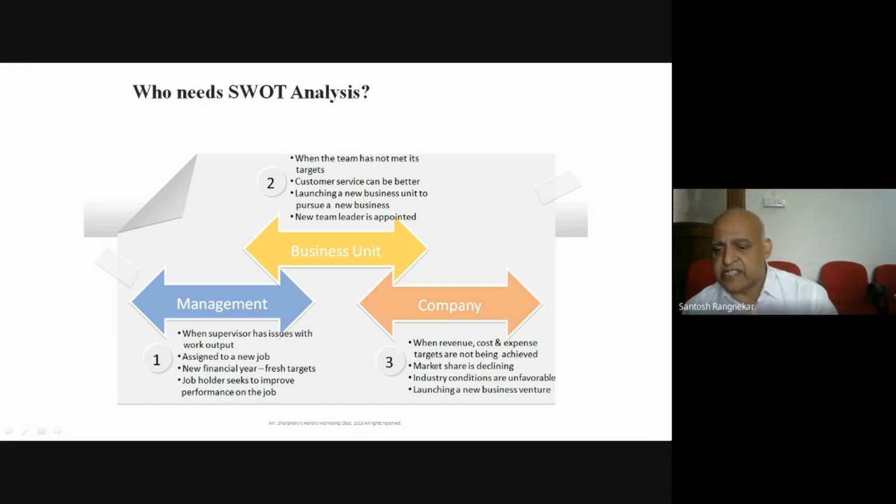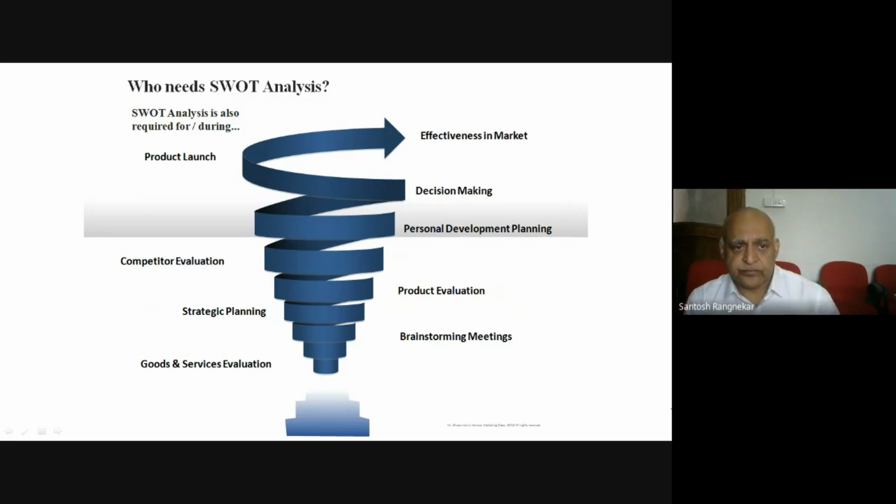Third one is this concern of every organization: revenue, cost, and expenses. That has to be achieved. So market share is declining. This is the threat that is coming. Then naturally industry will have to relook into their business practices.